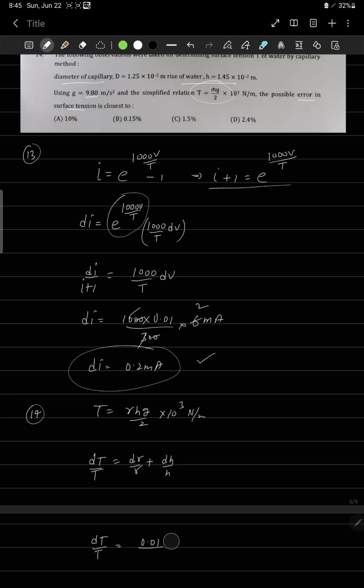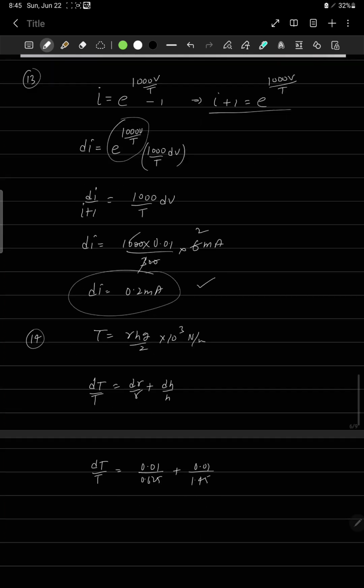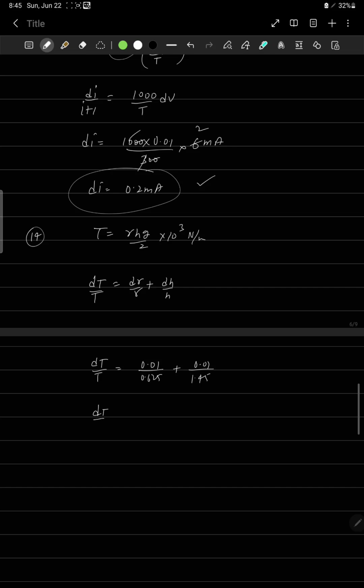Anyway, we are not going to write this thing. And what do we have here? r will be 0.625, since the diameter is 1.25, so we divide by 2. Plus 0.01 divided by 1.45. So we'll solve this and multiply by 100: 0.01/0.625 + 0.01/1.45, into 100.